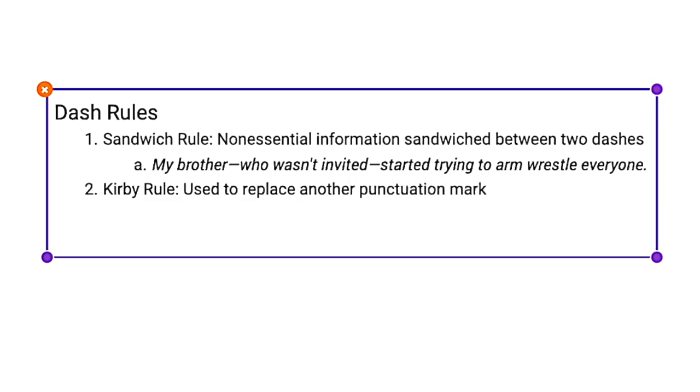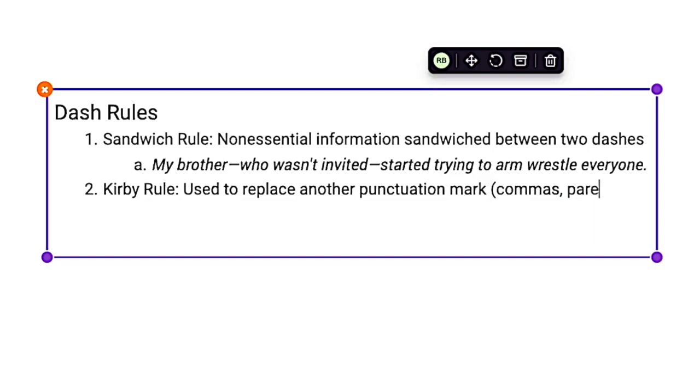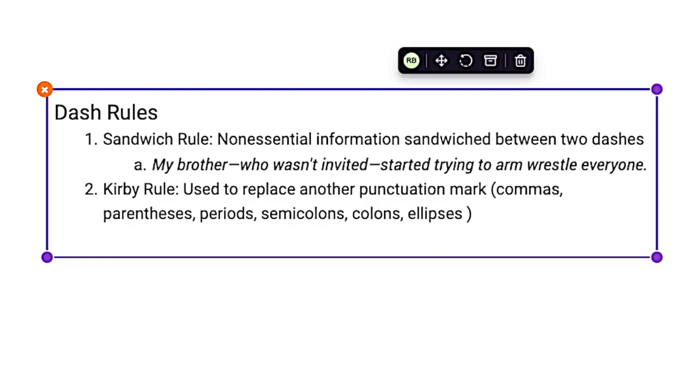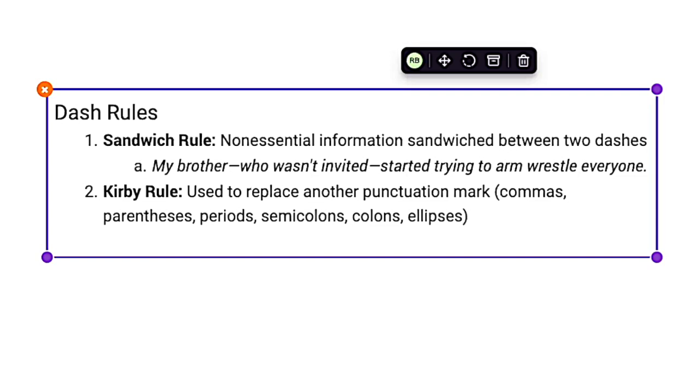And a dash can replace quite a lot. So technically rule number 1 is this rule because it is replacing commas or parentheses. It can also replace periods, semicolons, colons, and even an ellipsis. Ellipsis being the little dot dot dot. The thing to remember is dashes are extremely versatile. They can pretty much do whatever they want as long as they're replacing some sort of punctuation, which in some ways can be confusing, but in other ways can be very helpful.